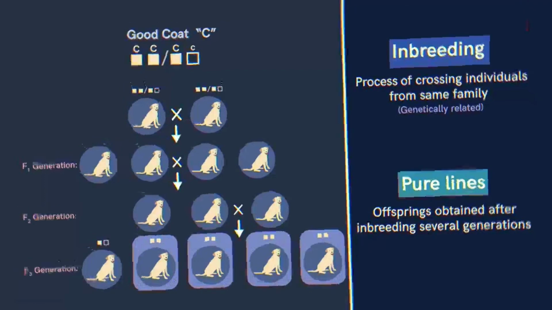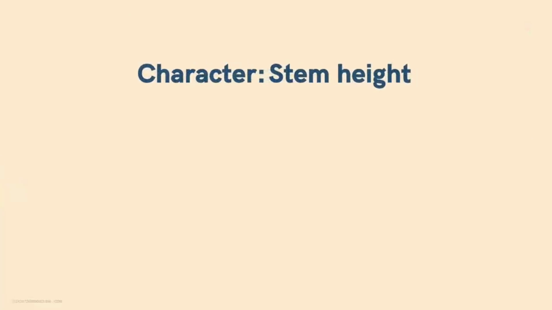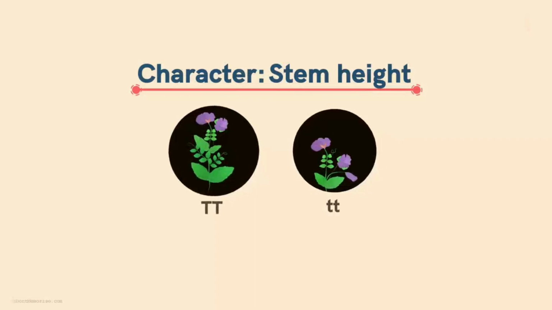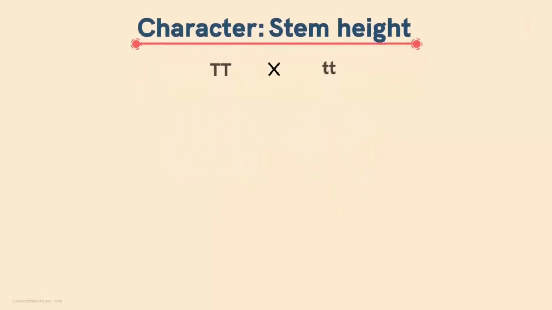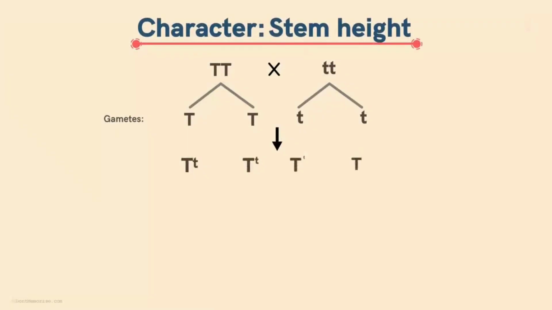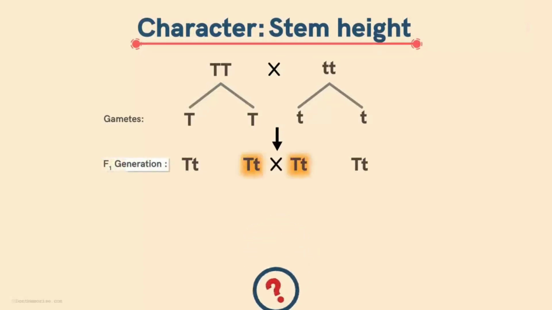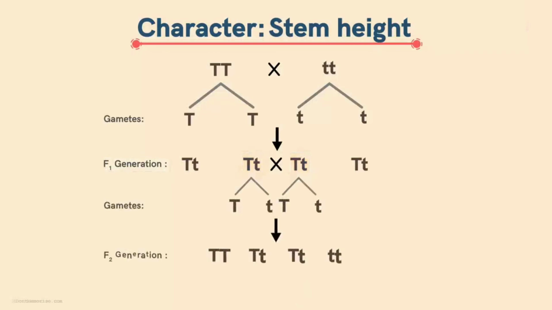Now, let's focus back on the cross we were about to carry out. This time, let's consider the character stem height in the pea plant. Here, we take a tall and a dwarf plant. Both these are pure lines. On crossing the parental generation, we get these offsprings in the F1 generation. Now, what will happen when we cross these two plants from the F1 generation? It will give us these results.